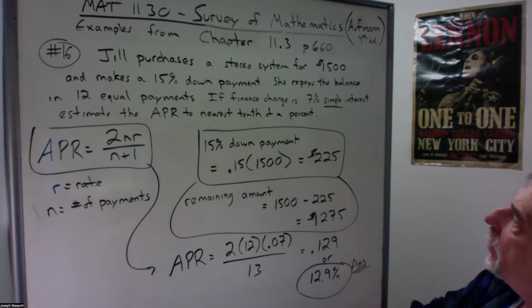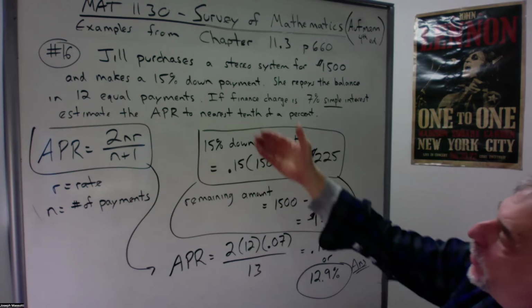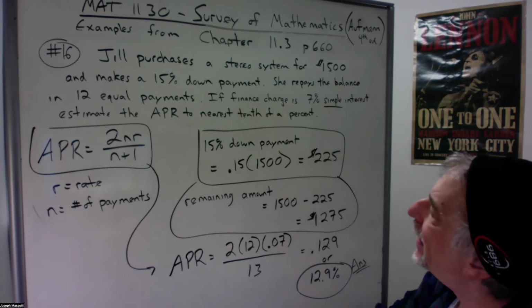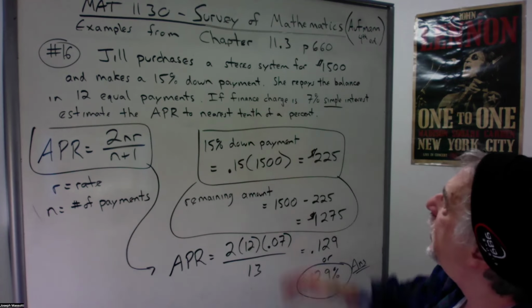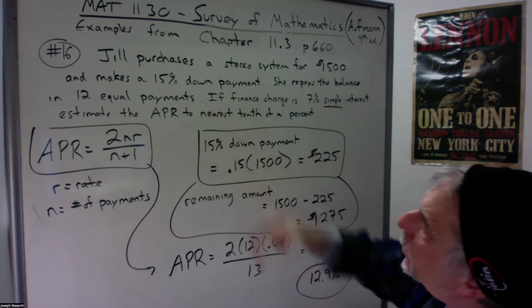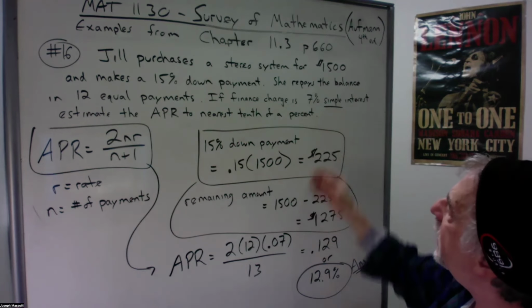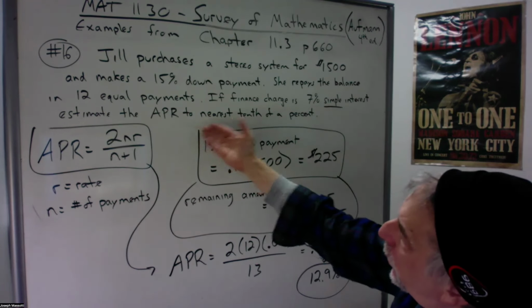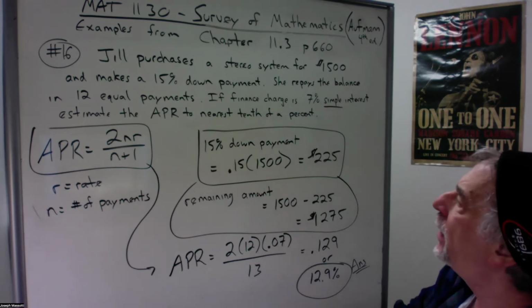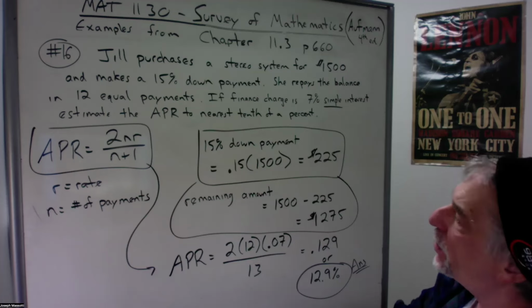Jill purchases a stereo system for $1,500 and makes a 15% down payment. She repays the loan in 12 equal payments. If the finance charge is 7% simple interest, we want to estimate the APR to the nearest 10th of a percent.